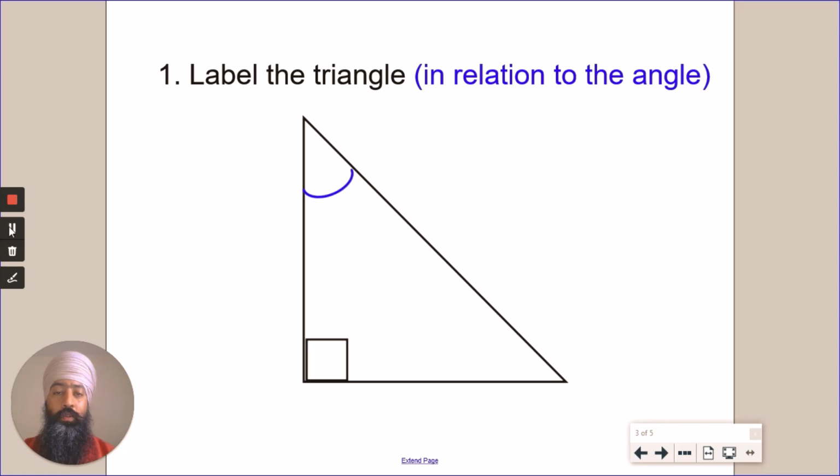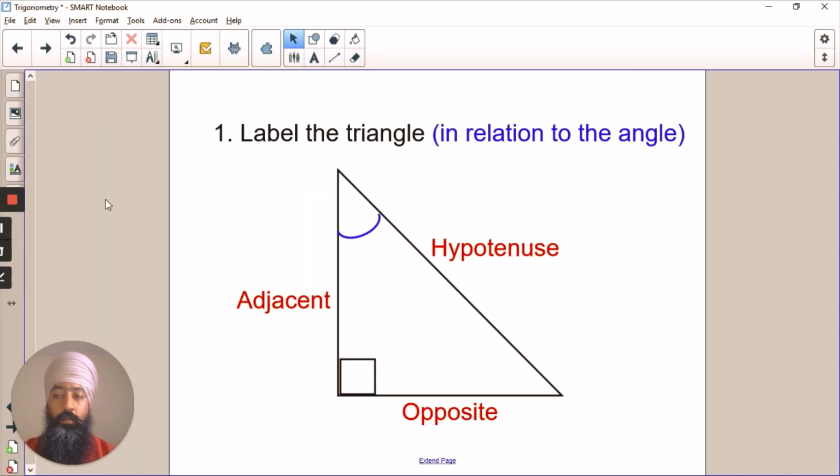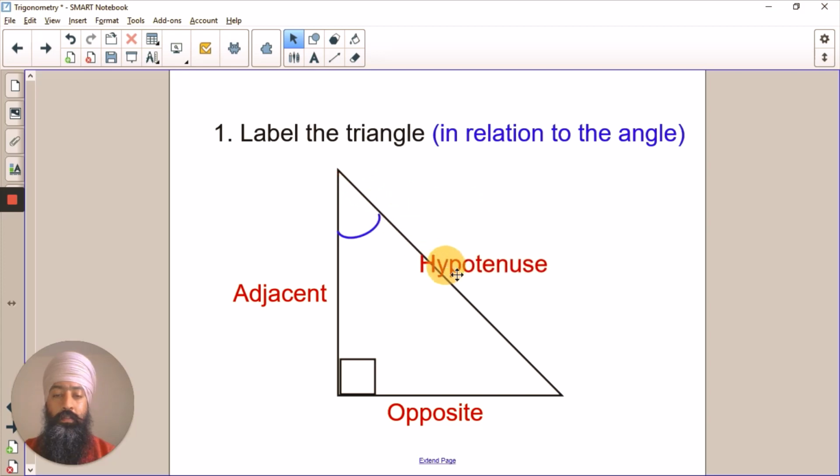Okay, so the first step was to label the triangle. You always label the triangle in relation to the angle. If the angle in the question is the angle at the top of the triangle, like in the diagram, we will label the triangle as follows. The side which is opposite the angle is called the opposite. The side which is next to the angle is called the adjacent, and the biggest side, which is always opposite the right angle, is called the hypotenuse.